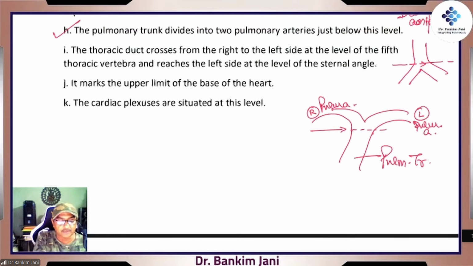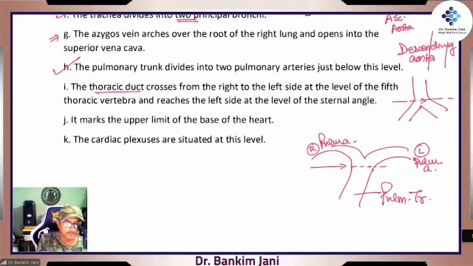The thoracic duct, once again, which is for the lymphatic system, crosses from the right to the left side at this level. We just keep this on standby till we actually see the thoracic duct. But just remember, the azygos vein is one of the veins, and the thoracic duct is a major duct carrying lymph, which is important for immunological function.